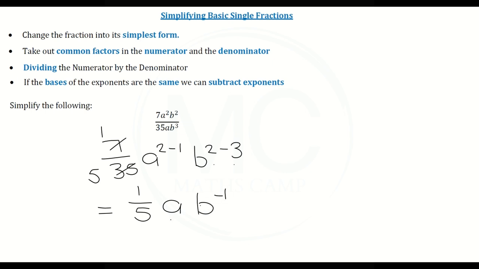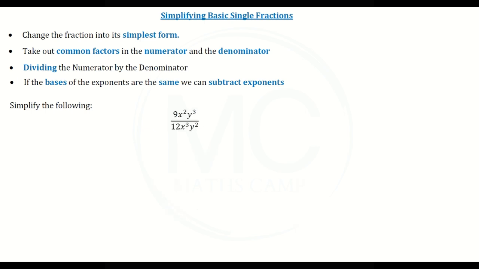Now we can put our variables over here back into the fraction. So a has an exponent of positive 1. It goes into the numerator of the fraction, and we get 1a, which is simply a. In the denominator, we have 5. And then we have b to the power of negative 1. So we're going to put this into the denominator as well, which just becomes b to the power of 1, which is simply b. Let's do one more example.